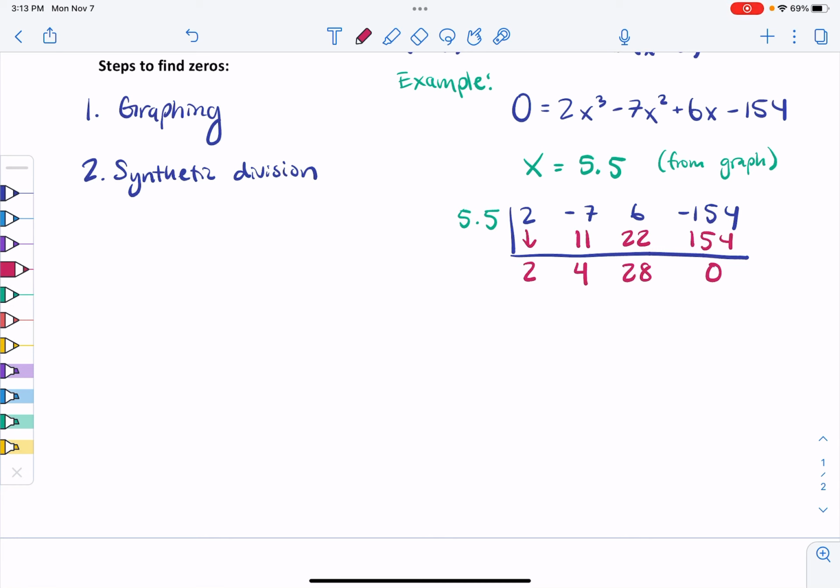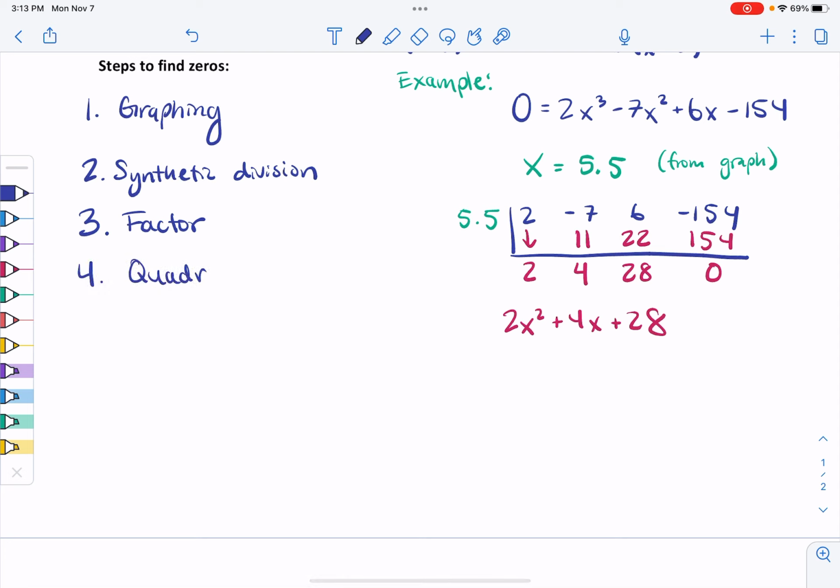So now this means that we have left over a 2x squared plus 4x plus 28. Because we did not see the zeros that belong to this factor of the polynomial on our graph, it means they're going to be imaginary. So our third step would be to factor if it were possible. Factoring by grouping is usually what would happen. But our fourth step, which is what we're going to do here, is going to be the quadratic formula.